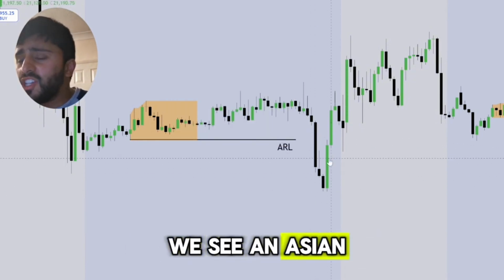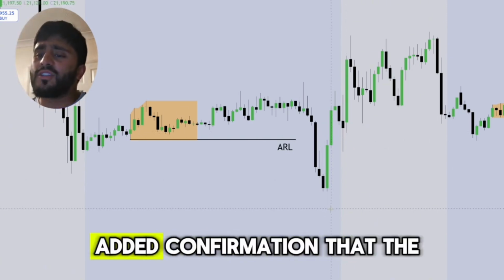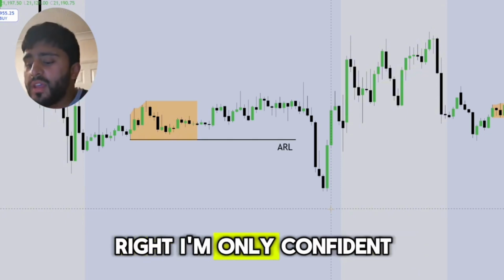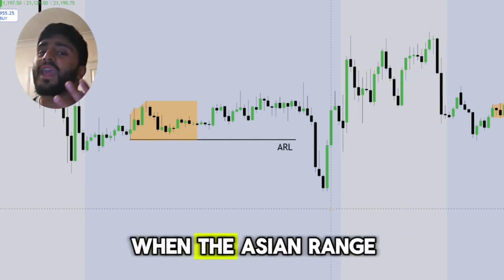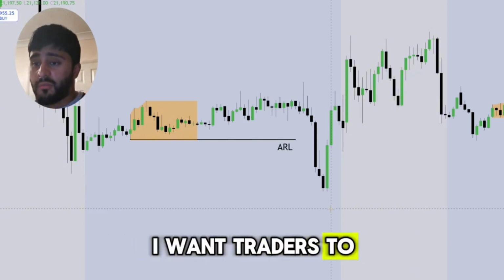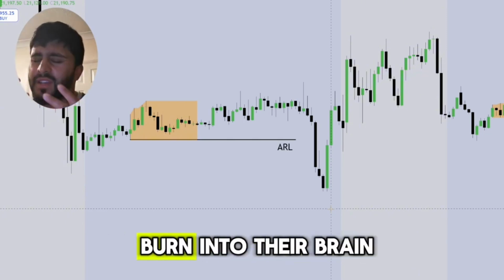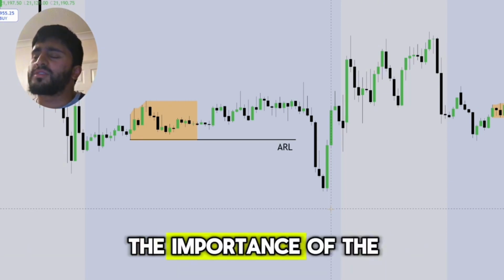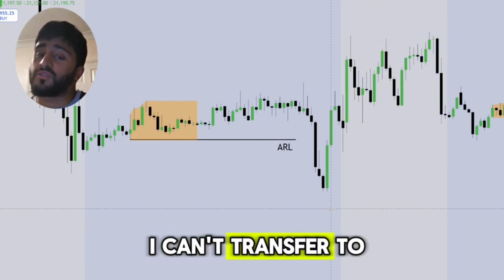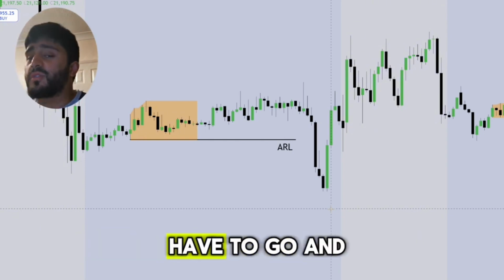When we see an Asian range low sweep, this for me is added confirmation that the market wants to go higher, right? I'm only confident in taking buys when the Asian range low has been swept, right? Don't take my word for this. I want traders to go and backtest. I want traders to burn into their brain the importance of the Asian range, because experience is something I can't transfer to you in a video. It's something you're going to have to go and study yourself, right?